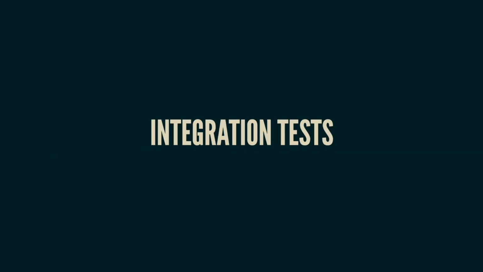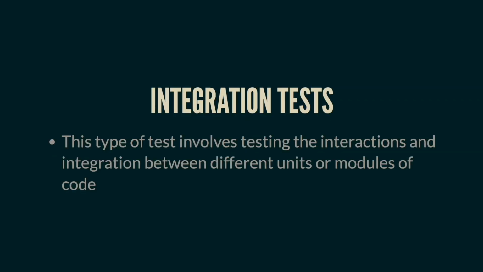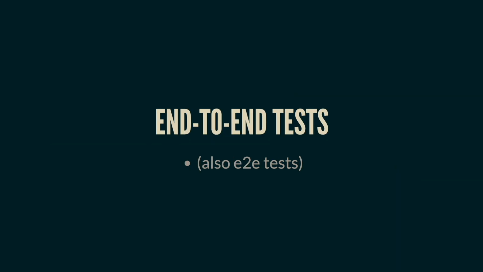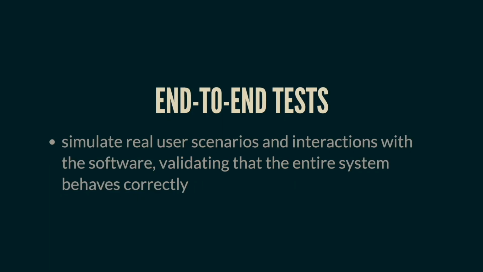Second, it's integration tests. These types of tests involve testing the interactions and integration between different units or modules of code. It ensures that various parts of software cooperate effectively. Finally, the third type of test is the end-to-end test. These tests simulate real user scenarios and interactions with the software, validating that the entire system behaves correctly. While comprehensive, these tests are typically slower and more complex to set up.